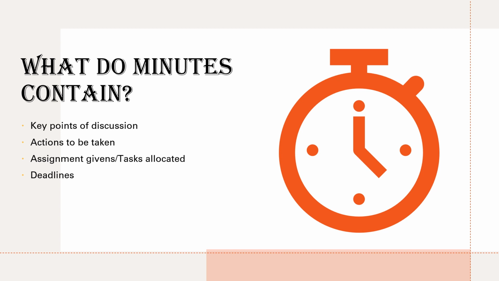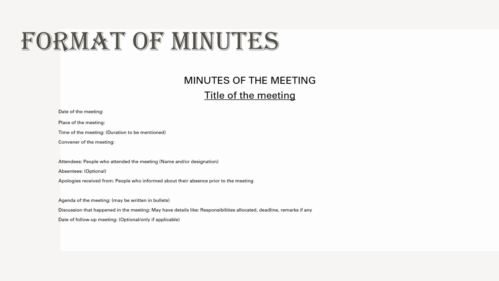So minutes of the meeting is a document that is prepared after the meeting is done and is circulated to all the people. It contains the key points of the discussion that was held during the meeting. What are the actions that are to be taken? What assignments were given or tasks that were allocated, and to whom were the tasks allocated? And if we have any deadlines, then it should also have a deadline for the completion of the event that was discussed.